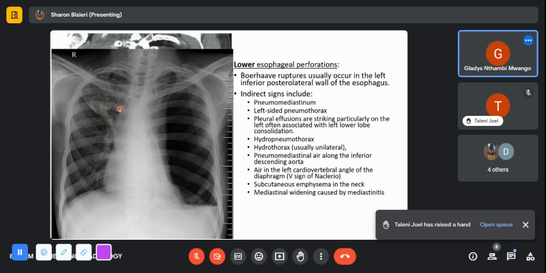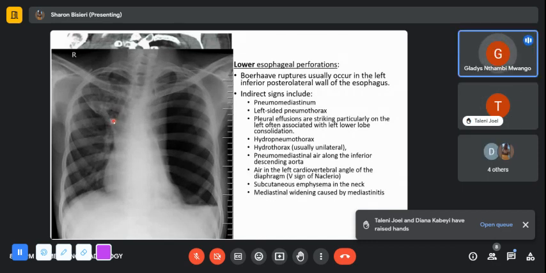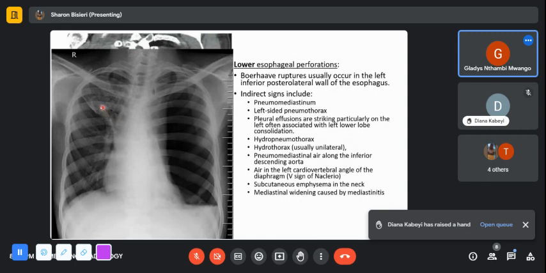Yeah, Taleni? It looks like there's a visible pleural line there in the right upper zone. Where, Taleni? I'm seeing a rib. So like Sharon, go up, just above the clavicle. Yes, that's a posterior rib, rib 3.